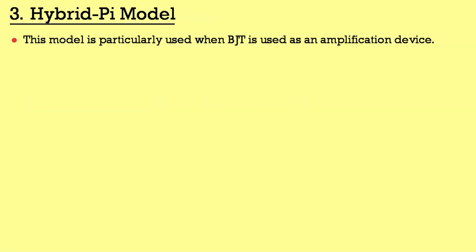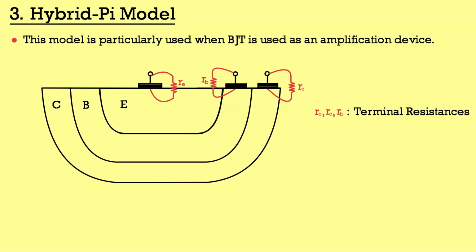Now we come to our last model, the hybrid pi model. This model is particularly used for BJTs which are used for amplification processes. All the parameters you have studied in PN junction will be used here. There is a very small resistance between the internal part of the BJT and the actual terminal from where the output current is taken out of the BJT. This resistance is referred to as terminal resistance, and we have three resistances for collector, base and emitter.